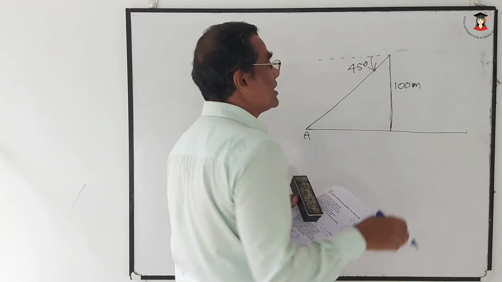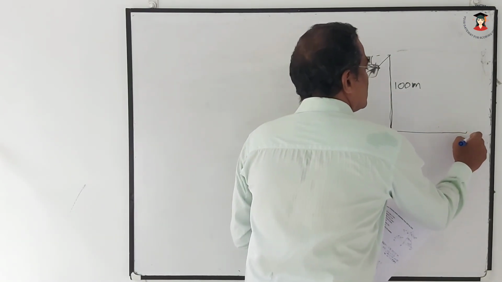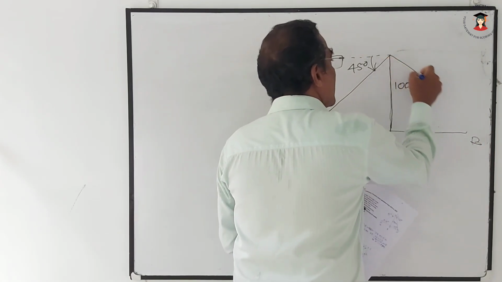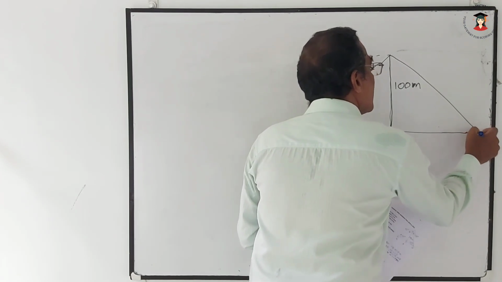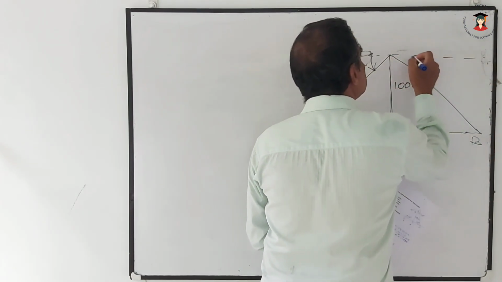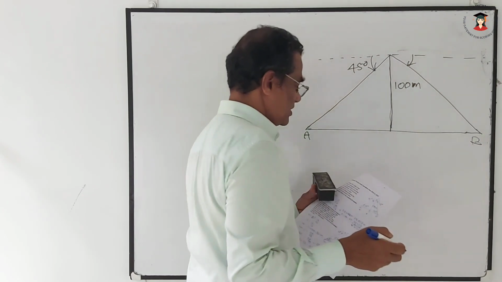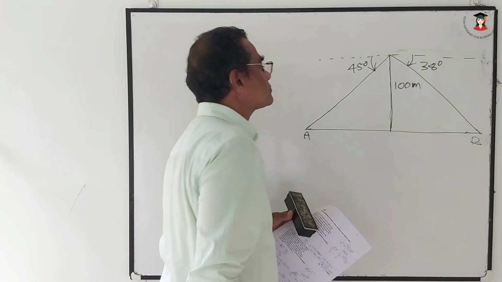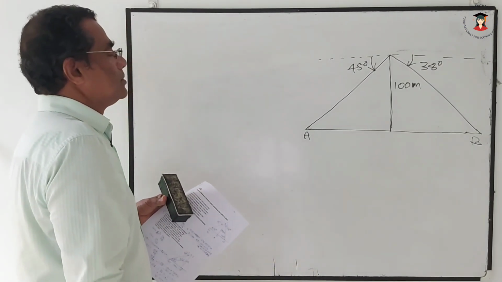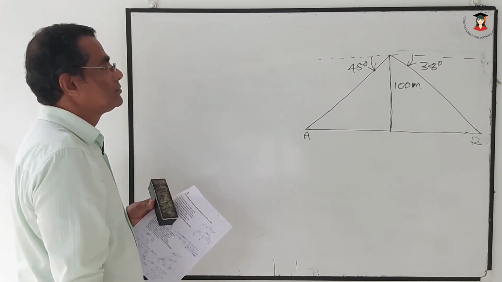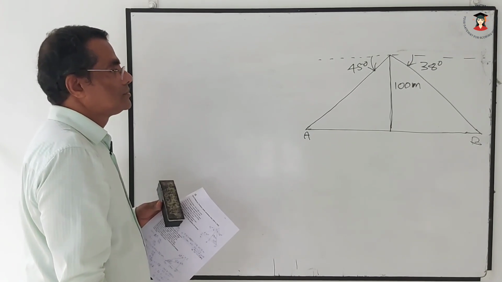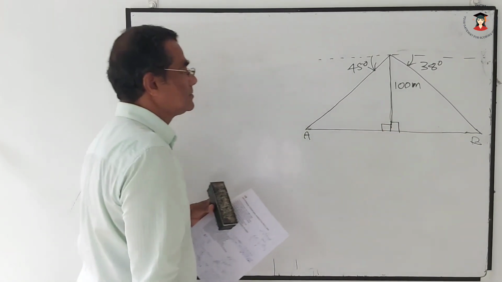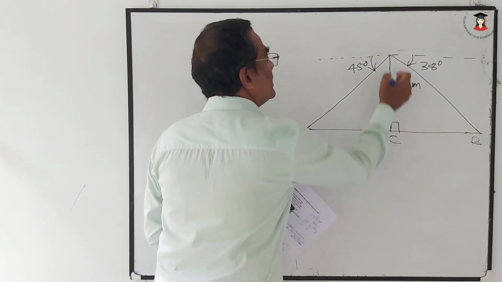And from the same point, somebody is observing the ship B, and it is at an angle of depression, how much? 38 degree. So we have two right angles here. Let this be CD.